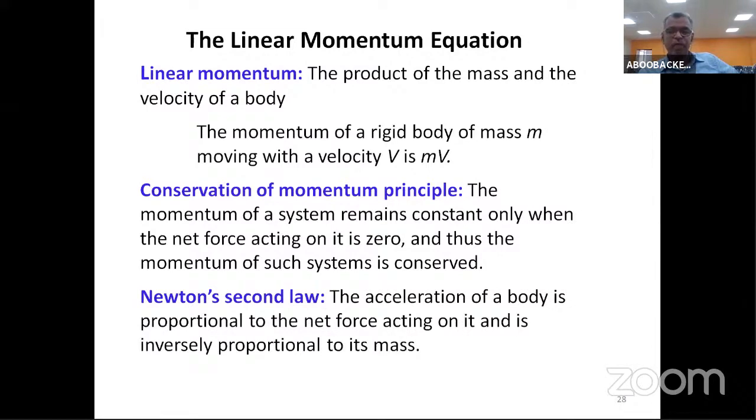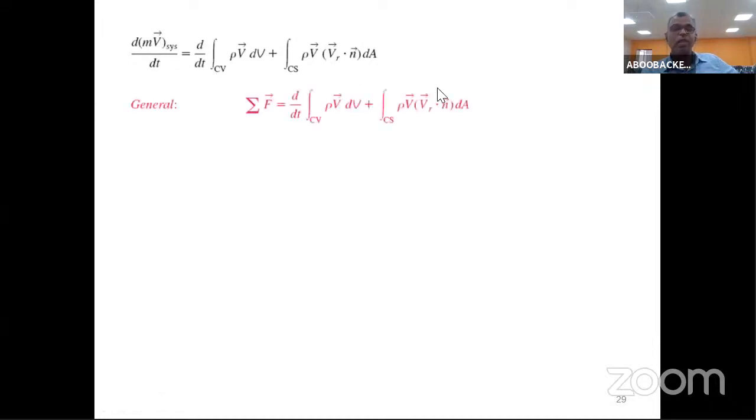So acceleration is proportional to the net force and is inversely proportional to its mass. That is the physical statement. Everyone of you will know that. And so when it is put in integral form, it is d by dt of mass times the velocity of the system. Generally, we can put it as this general expression, if it moves, with relative velocity there.